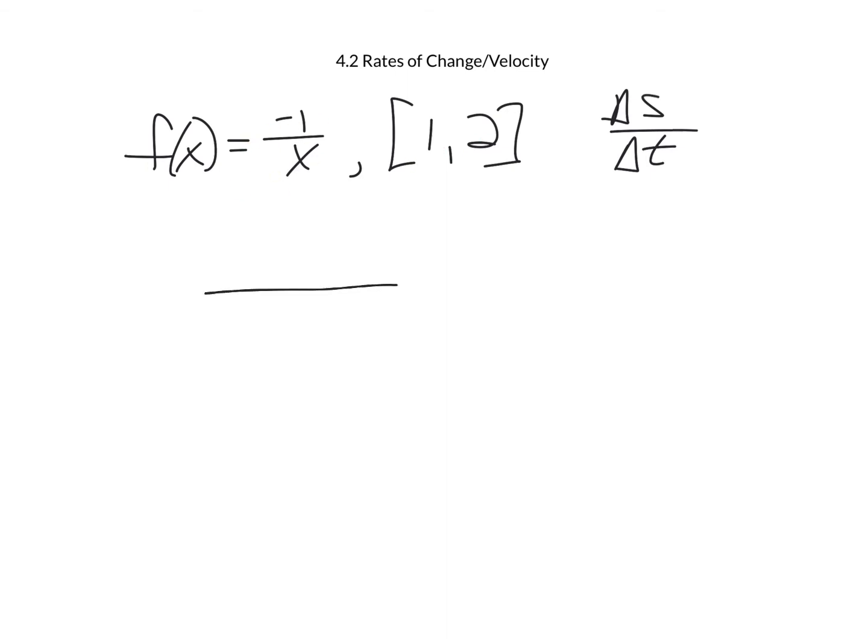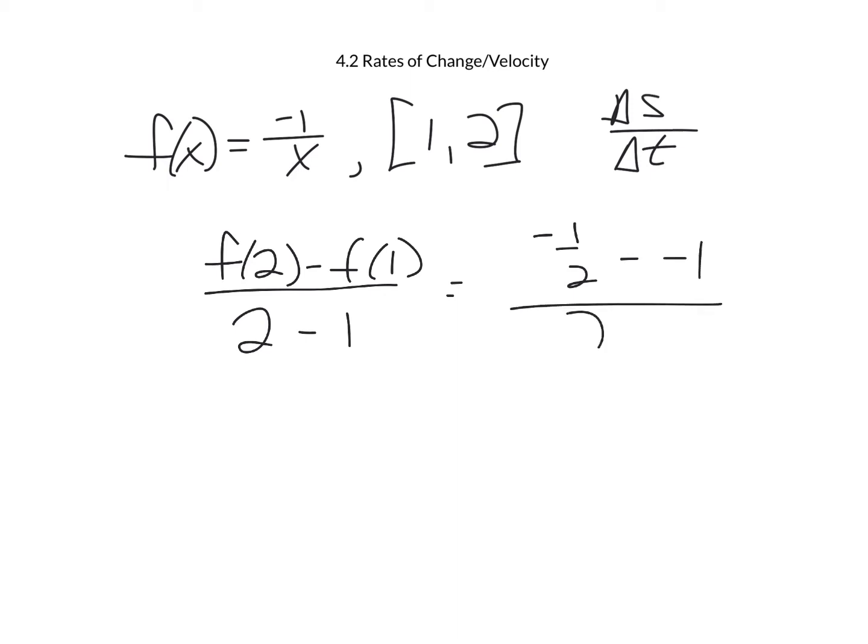So your denominator is simply going to be 2 minus 1, because that's a change in time. We went from 1 to 2. And then position, when we put 1 in and we put 2 in, we're going to subtract those values. We put 2 in, you're going to get negative 1/2. We put 1 in, you get negative 1. When you subtract them, you're going to get 1/2 on the numerator and 1 on the denominator. So your average rate of change for this problem would be 1/2.